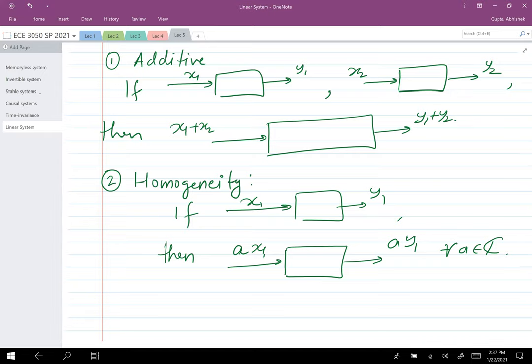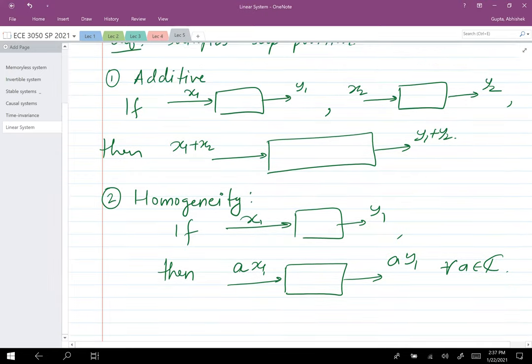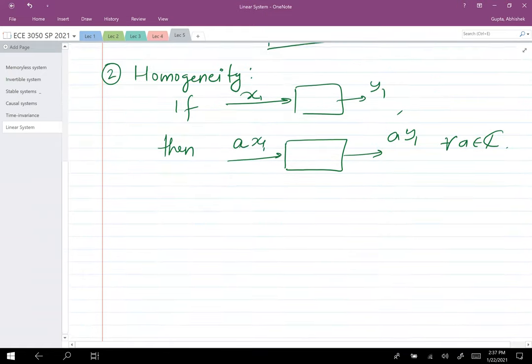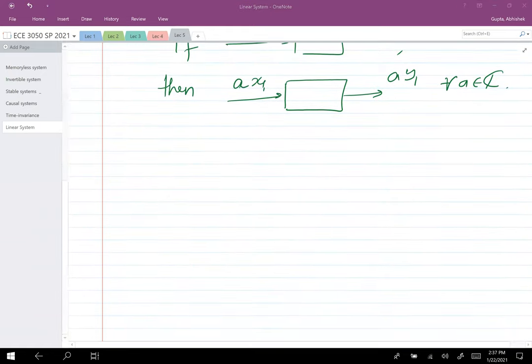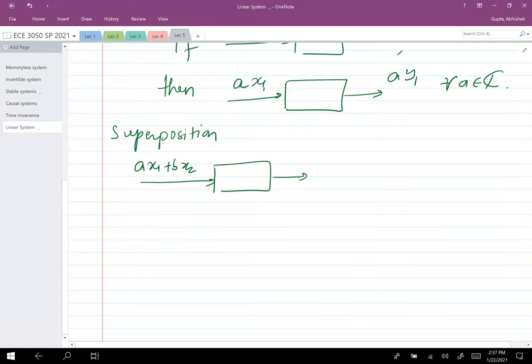Now superposition means that the system satisfies both the additive and homogeneity properties. These are two completely separate properties, and superposition means it satisfies both. The best way to write the superposition property is a x1 plus b x2 yields a y1 plus b y2, where a and b are complex numbers. This is the superposition property.